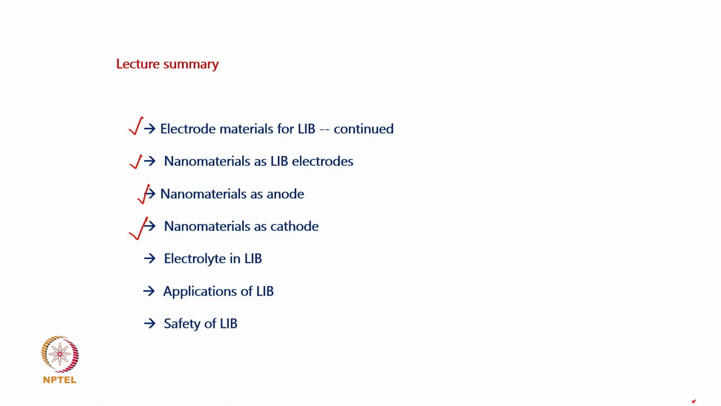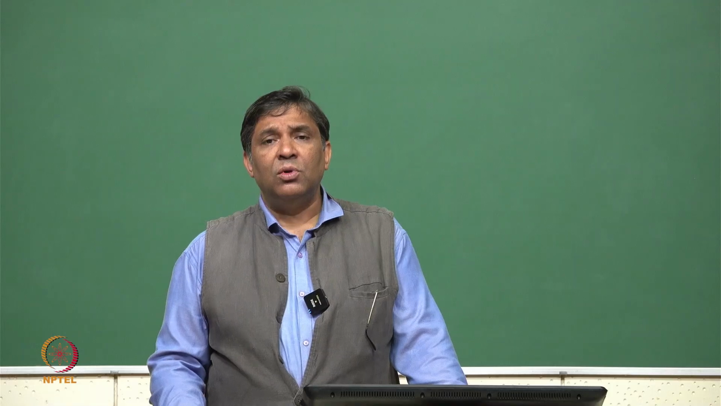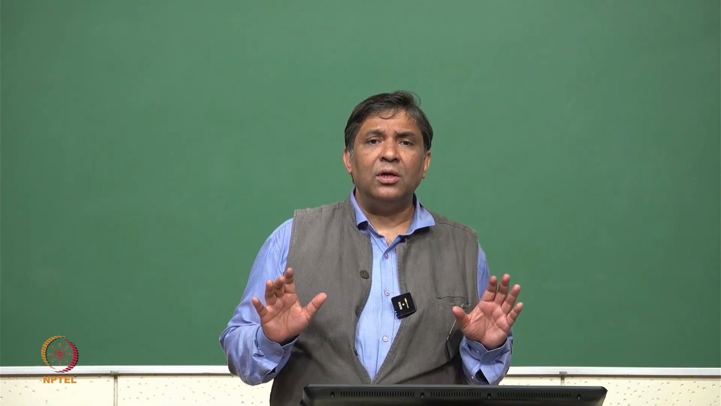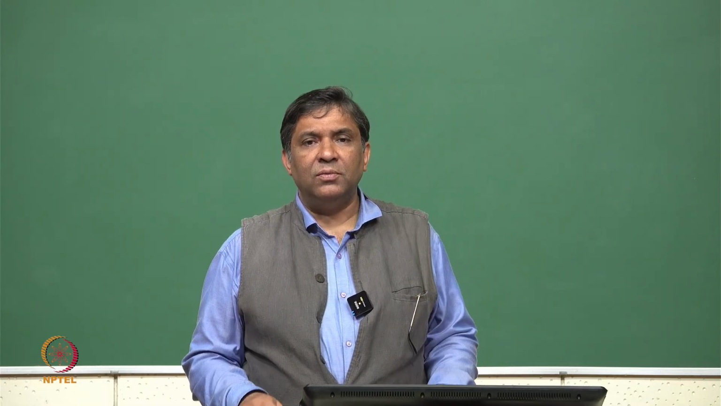We have addressed those morphologies and how they influence the performance. Then we discussed the electrolyte in a lithium ion battery, what is important, what types of electrolytes are used, and what typical properties one should look for when using an electrolyte for a lithium ion battery. I have also discussed applications of lithium ion battery, and finally, we have seen what the safety issues are in lithium ion battery and the need to make a very safe environment when one works with a lithium ion battery for different devices. Okay. Thank you.